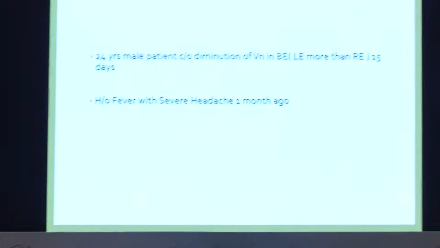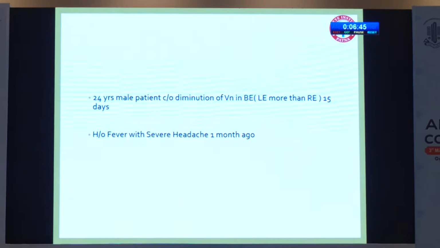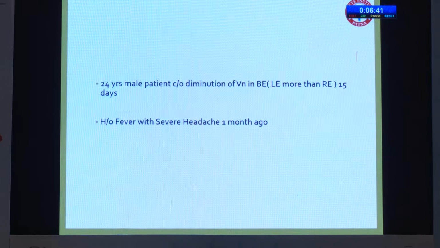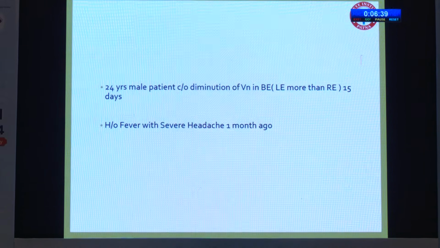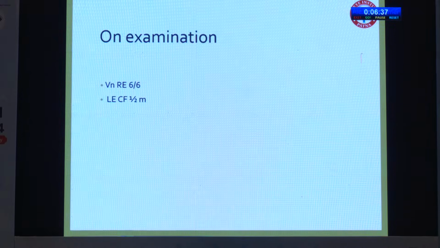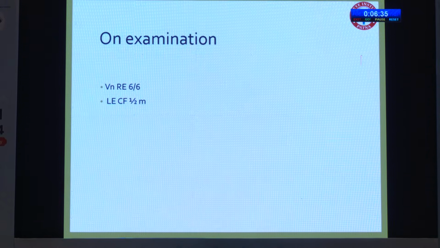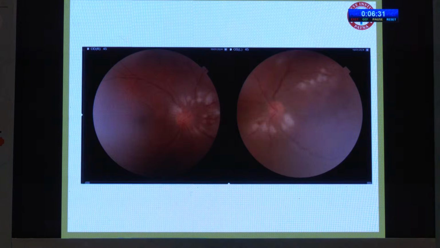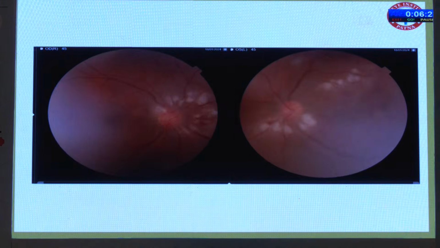So this was a 24-year male patient who complained of diminution of vision in both eyes, left eye more than right eye for 15 days. And the only positive history was history of fever with severe headache 1 month ago. On examination, vision in the right eye was 6/6 and left eye was counting finger of half meter. So this was the fundus examination of the right eye.